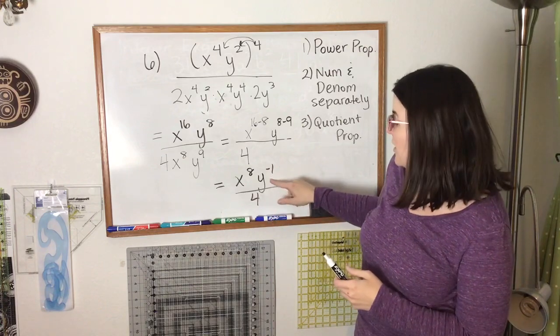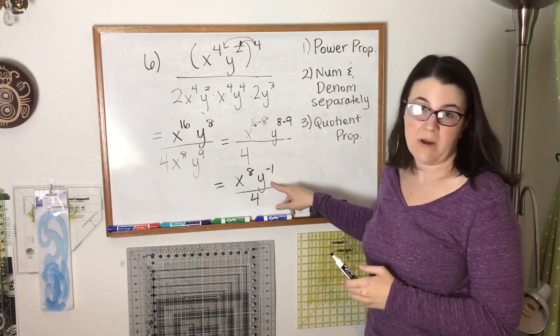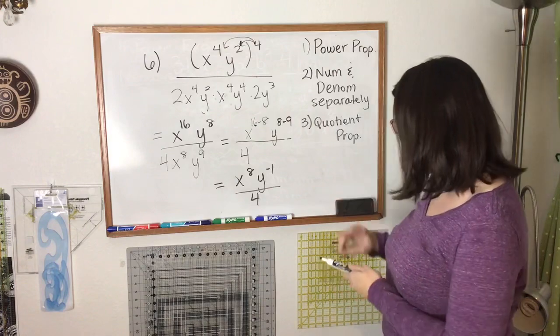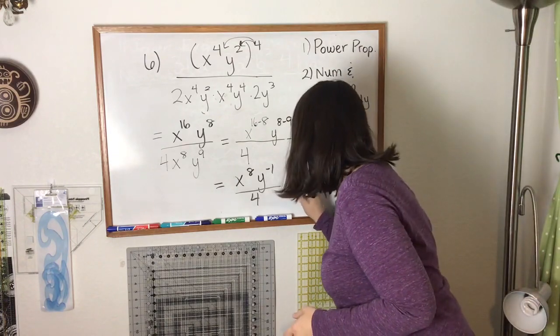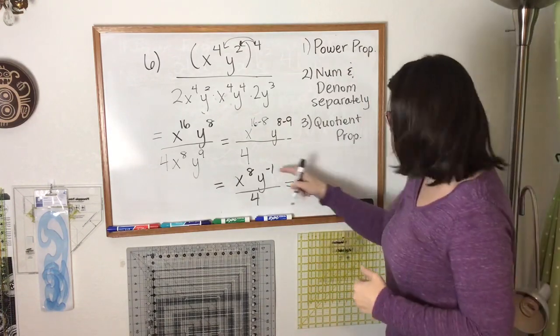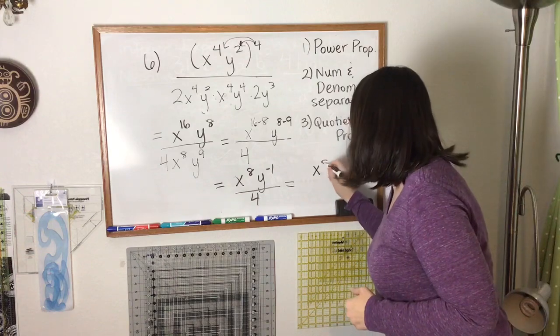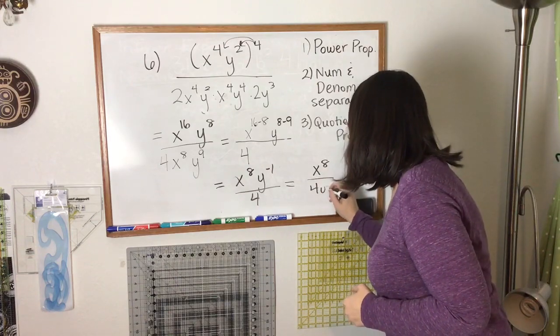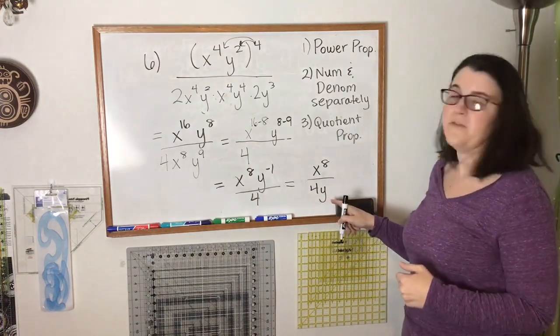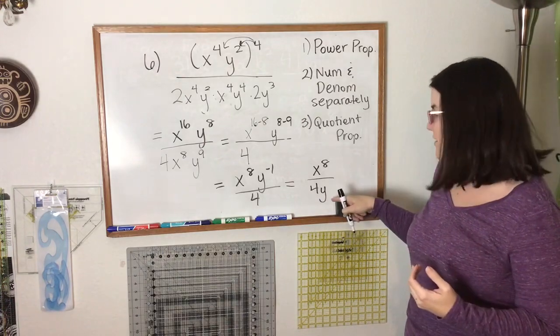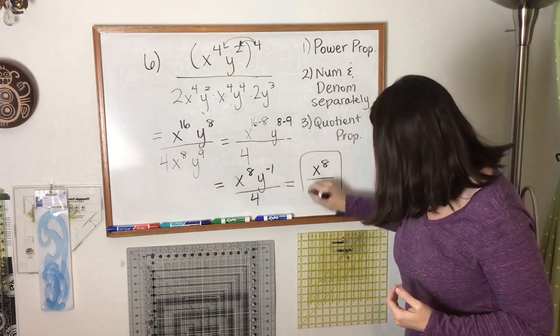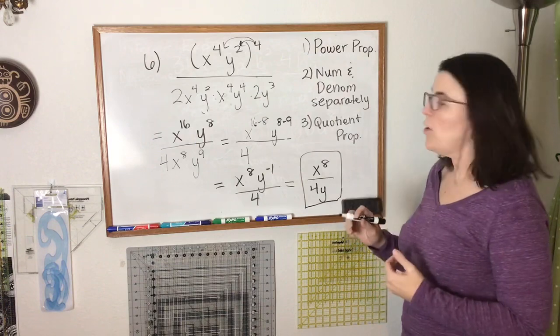Or you can realize that this is a negative 1, meaning it's unhappy in the upstairs apartment. It wants to live in the basement and play Halo all night. So I'm going to move it back downstairs where it will be happy. So I'm going to get x to the 8th over 4y. You can call it y to the 1st if you want to. y is the same thing as y to the 1st. Okay, so that's problem number 6.